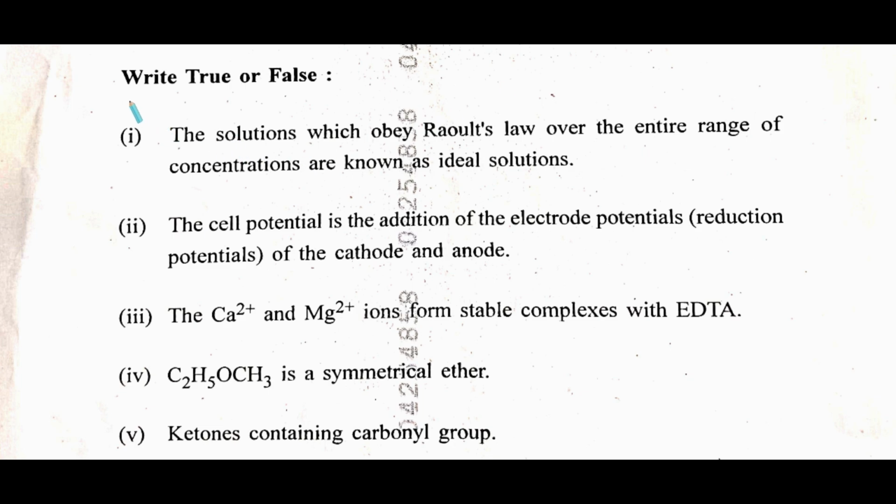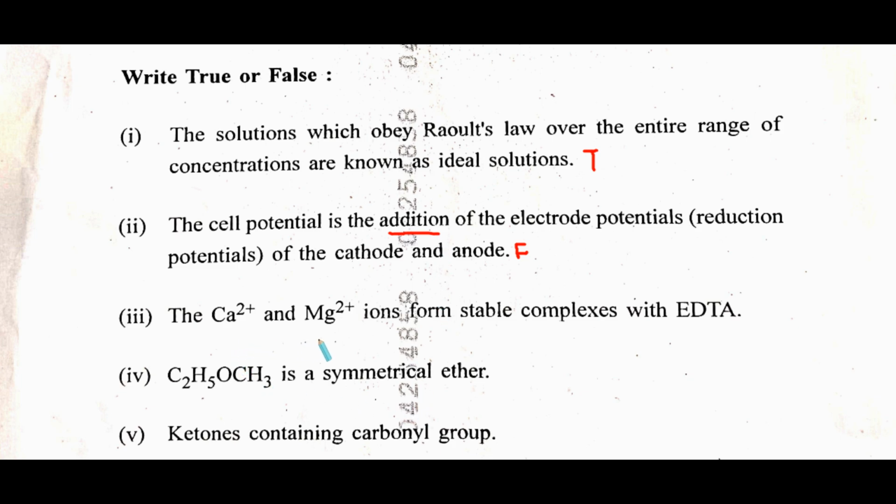Let us see the solution of today's chemistry paper. It is set B and the question is write true or false. The solution which obey Raoult's law over the entire range of concentrations are known as ideal solution. It is true. The cell potential is the addition of electrode potential and cathode potential. It is false. It is not addition but subtraction.